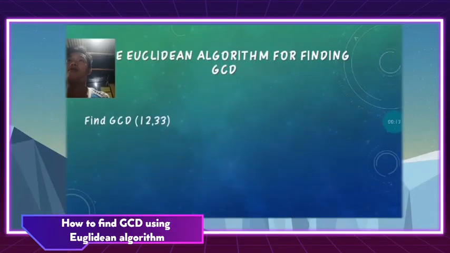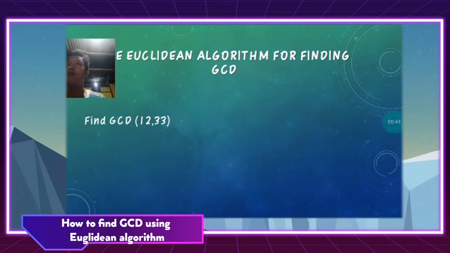Let's move to the next question. Find the GCD of 12 and 33. If you note here, these two numbers are not prime numbers, right? If these two numbers were prime and different, we could easily say that the GCD is 1. But in this case, the two numbers are not prime, so we are going to use the Euclidean algorithm for finding the greatest common divisor.